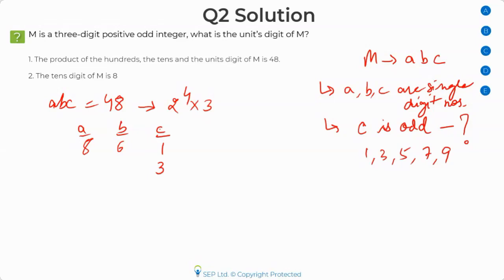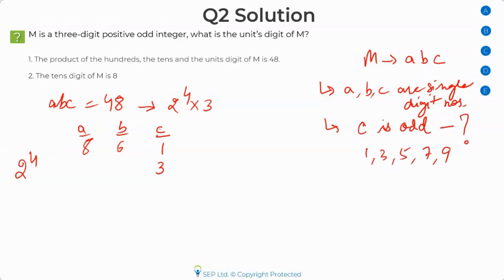Now why am I starting with C? Because it's easy for me to start with C. I know that C is odd. So if 3 is coming over here, then I have to distribute 2 to the power 4 amongst A and B. Again, I will start with the lowest value possible for B. What is the lowest value possible for B? Can anyone tell me what is the lowest possible value for B?